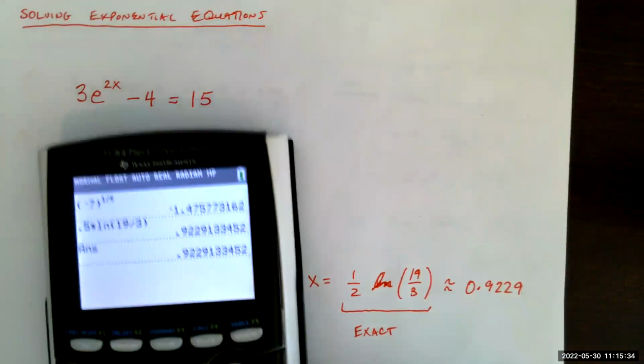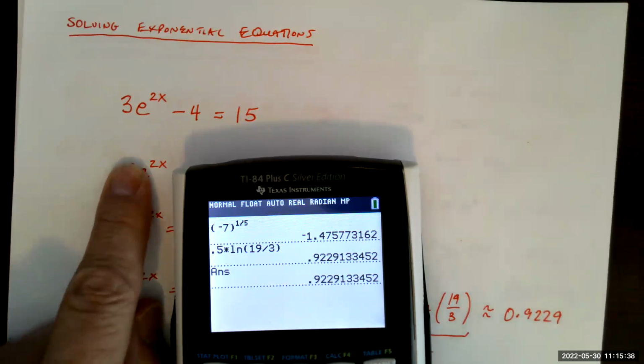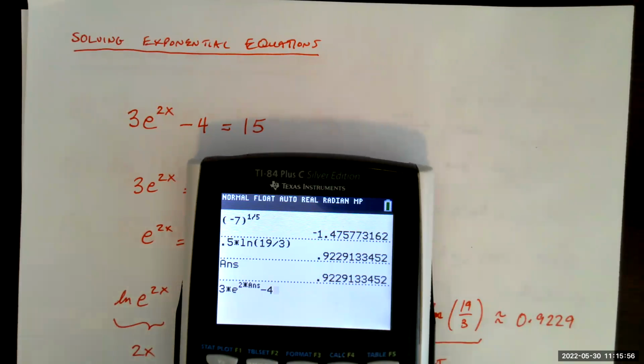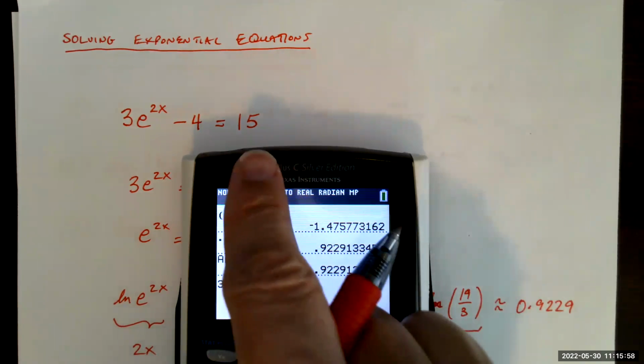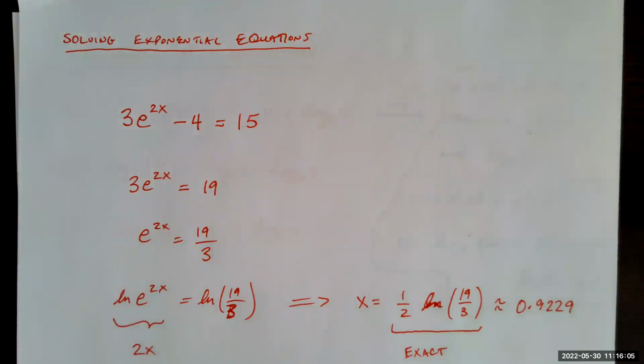So if you want to check, notice I can plug this unrounded value into this equation. So I can do 3 times e raised to the 2 times, and I'll just use answer, and then I'll subtract 4. Notice I've come down out of the exponent there. And so this should be equal to 15. And indeed it is. So there's a confirmation checking my work.